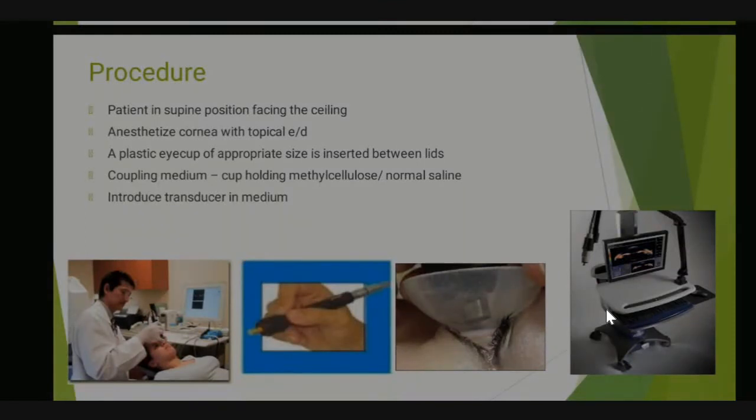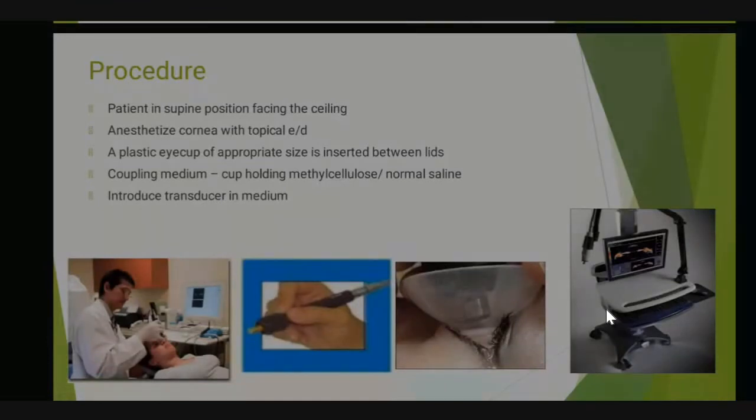Then we use topical anesthesia to numb the cornea, and then we place the eye cup. You can see the cup in the third image. This is how the UBM cup will be. The size of the cup depends on the corneal diameter. The normal corneal horizontal and vertical diameter ranges from 10 to 12 mm, right? So the diameter of the cup will be greater than the corneal diameter. The mostly available cup sizes are 16 mm and 18 mm.